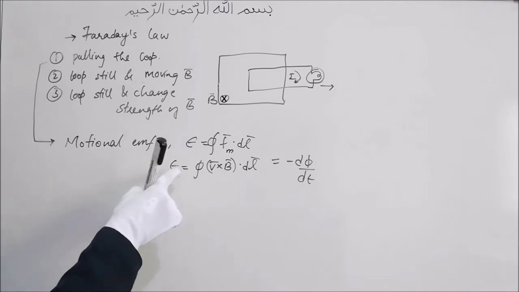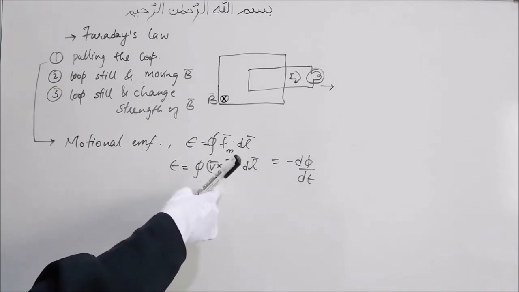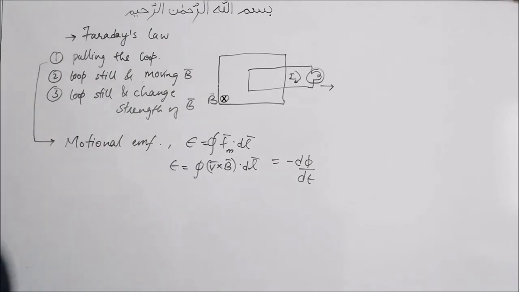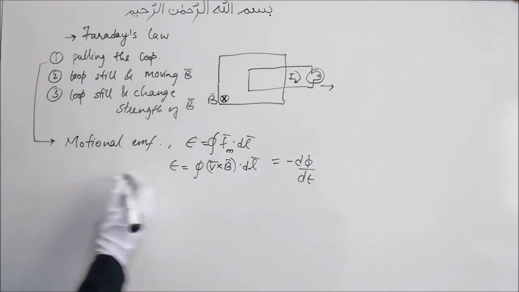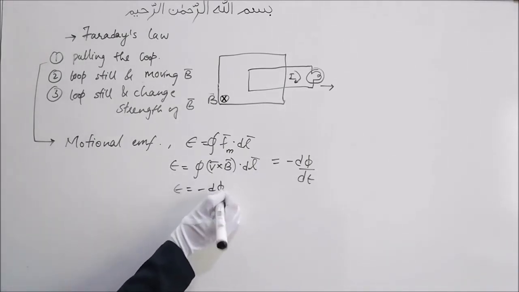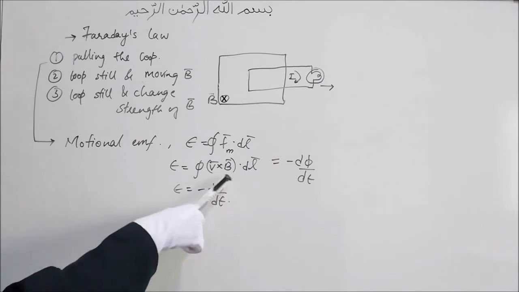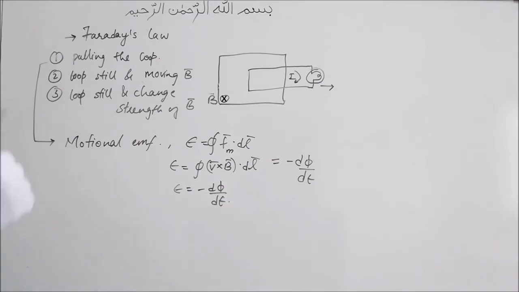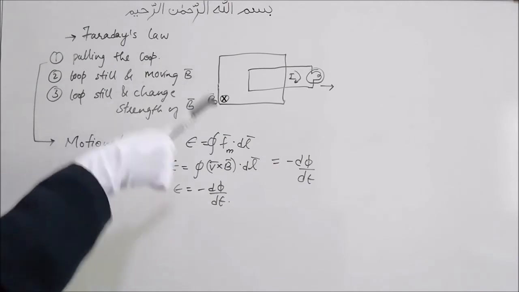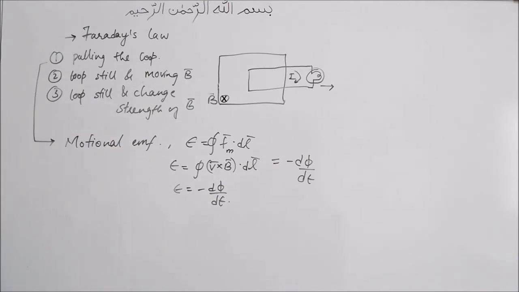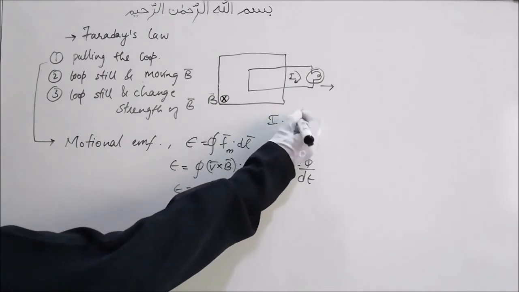So one formula we get is E equals closed integration V bar cross B bar dot dl bar, and the other we get is E is equal to minus d phi by dt. This is known as the flux rule for motional EMF. So whenever the magnetic flux through the loop changes, by whatever the reason, an EMF will appear in the loop, and this EMF will give rise to the current I, because we know I is equal to epsilon divided by R.